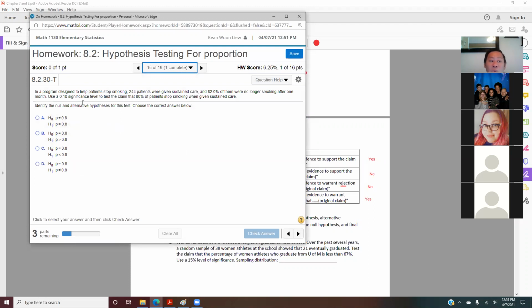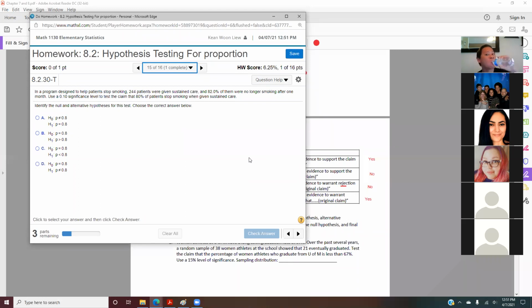So I want you guys to read this question and point out where the claim statement is. They usually have a claim statement. In the test, I have to give you a claim statement. 80% of those patients stop smoking. Okay, very good. So this is your claim: 80% of the patients stop smoking with sustained care. This program is for people who plan to stop smoking. 244 were given this care and 82% actually stopped smoking.